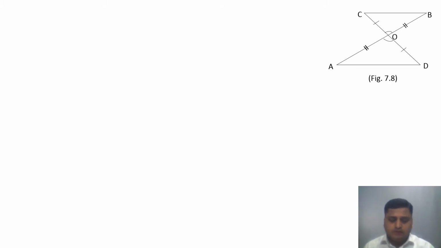You can see one figure, figure 7.8. Here you can see from the figure. That's why I have taken one example, so that the congruency rule, which was an axiom, can be clear. Let's see example one. In this figure, what do you observe?